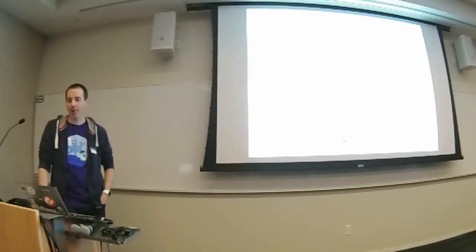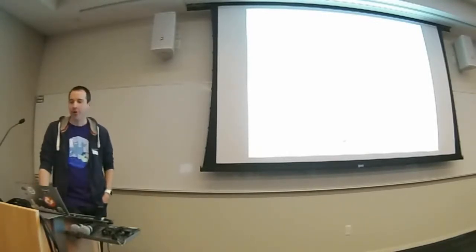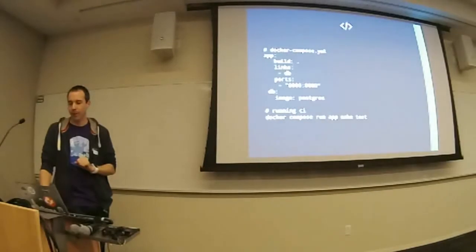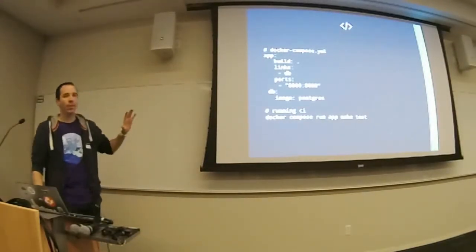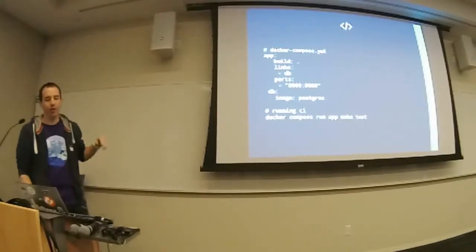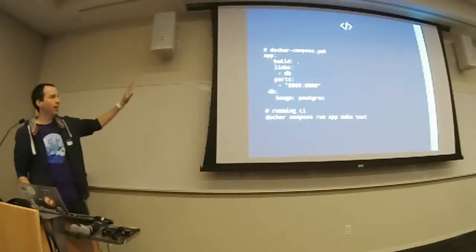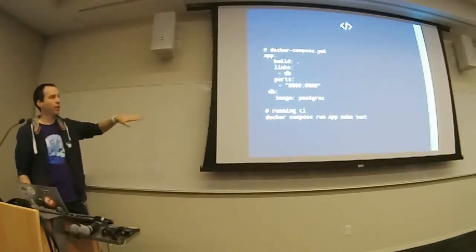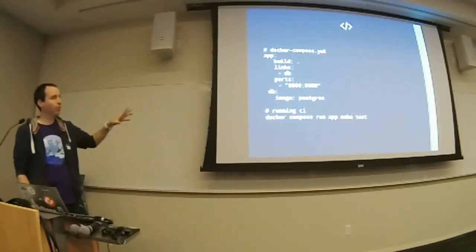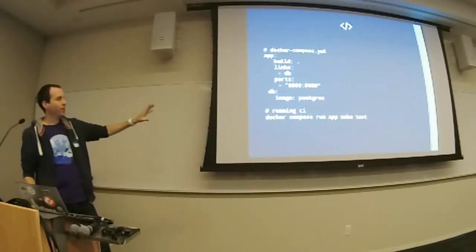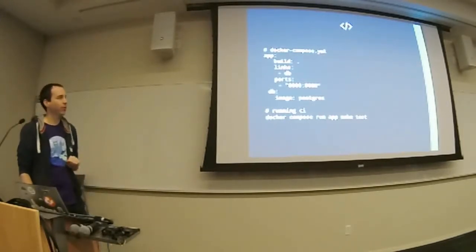Okay, so let's talk about orchestration again and Docker Compose, because this is how we ended up trying out how to run all of this stuff. When you're using Docker Compose to run your tasks, you end up having these separate services, and you can link them together. So in this case, the application builds off the current directory using the Dockerfile. It's linked to this database. It's going to expose port 8000, and the database is just going to be an off-the-shelf Postgres.